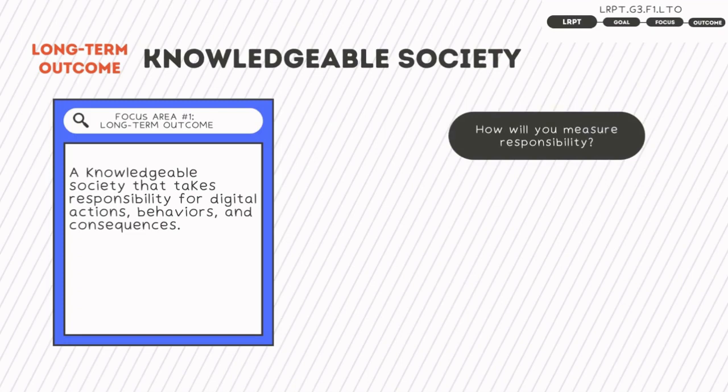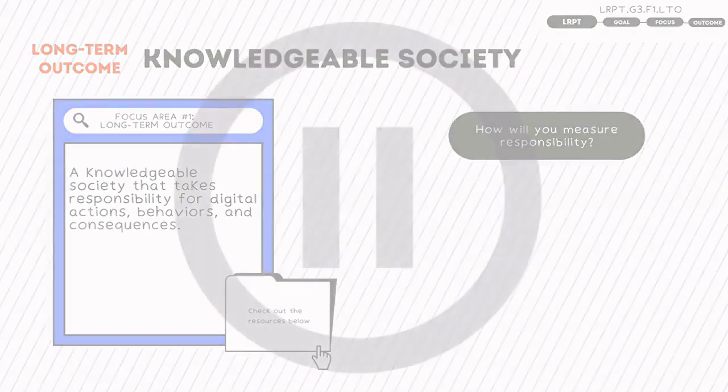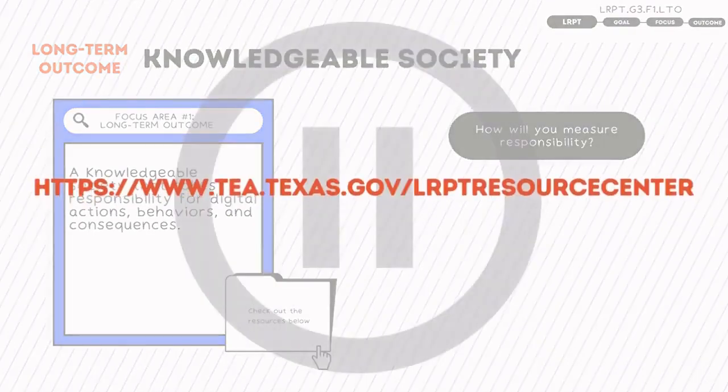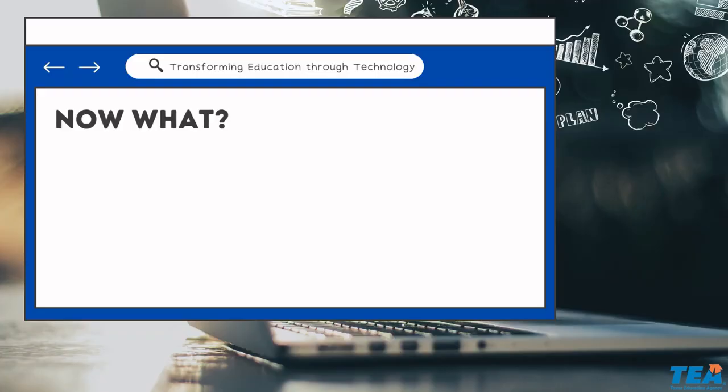Because taking responsibility can present itself in a variety of ways, how will your district measure this trait in your society? What specific behaviors will you look for as you strive for this outcome? Use the resources below to guide you as you explore this concept. Pause the video here and use your worksheet to reflect on what a responsible student population would look like at your school. We've covered everything for this focus area.